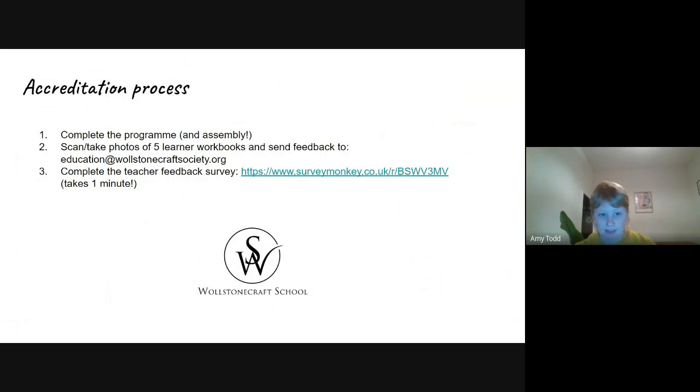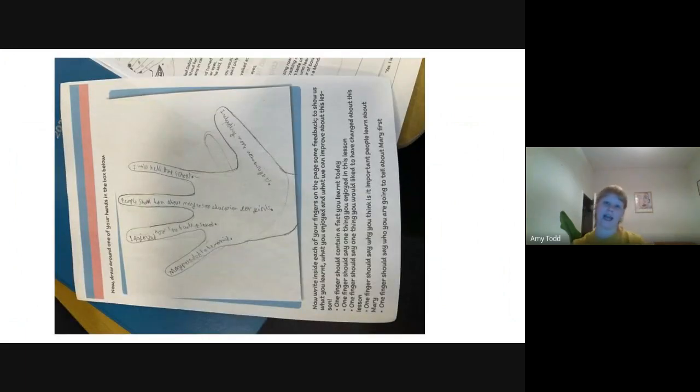So the accreditation process, how that works is you complete the programme and the assembly, like I mentioned. If you can invite us to the assembly, if we're available, please do. We'd absolutely love the invite, and if we can make it, we will. So you complete the programme, you scan and take photos of 5 learner workbooks, just the feedback at the end. It's the last sheet there with the hand, and then you send it to this email address here. You fill in this teacher feedback form. Don't worry, we'll send that to you, and then we will get that over to you, including the logo, and we will make sure that you get the lovely certificate. This is a picture here of that feedback.